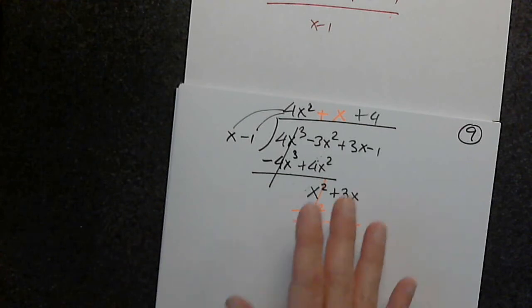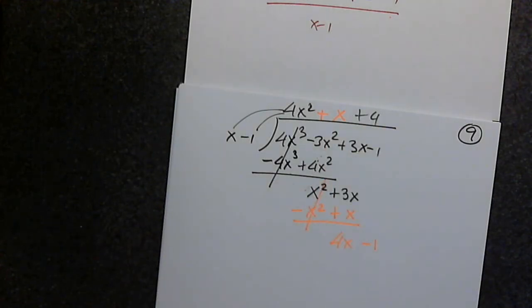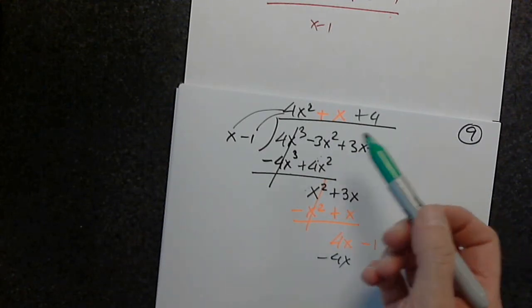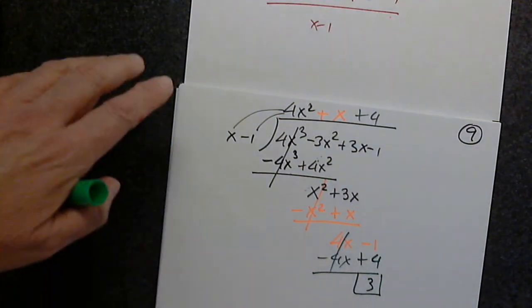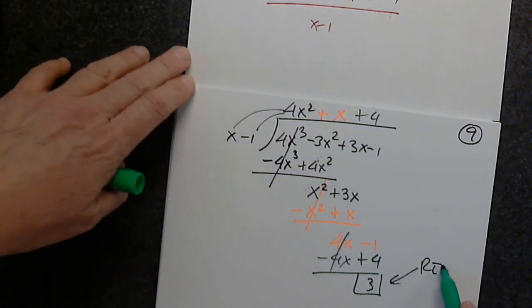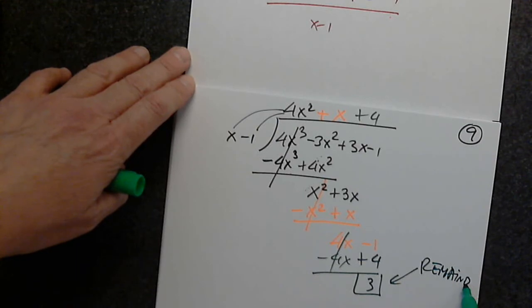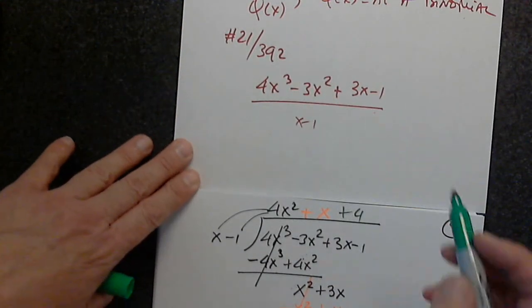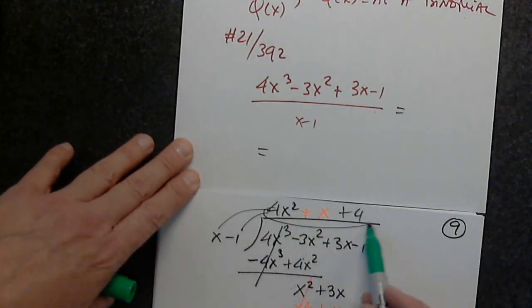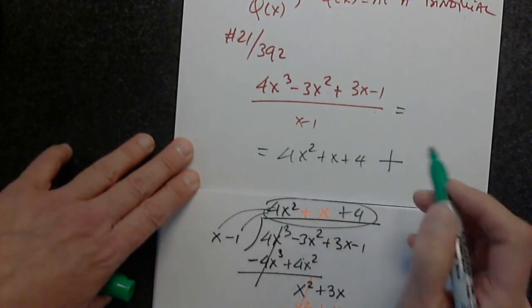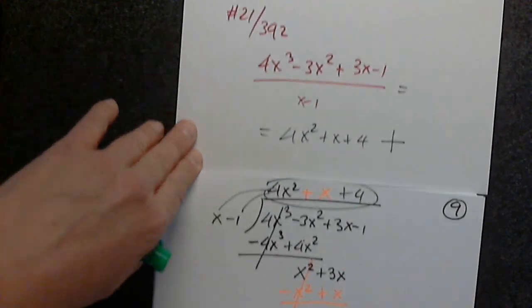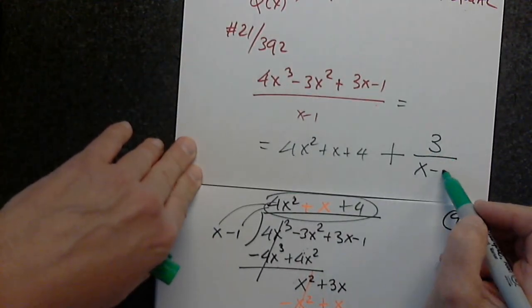So x times what is 4x? It has to be positive 4. So 4 times x is 4x, we subtract. And 4 times negative 1 is negative 4, we subtract. So this is the remainder. And we write the answer as the quotient 4x squared plus x plus 4 plus the remainder, which is 3 over x minus 1.